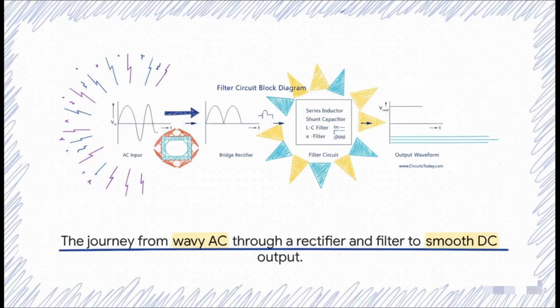In this diagram, it lays out our entire roadmap perfectly. We start over on the left with that wavy AC input. First, it passes through a rectifier, which kind of forces it to flow in just one direction. Then, and this is our main focus today, it hits the filter circuit, which smooths out all the bumps. And the result? That clean, flat DC output on the right that our electronics absolutely depend on. This is how we're going to tame that wild current.